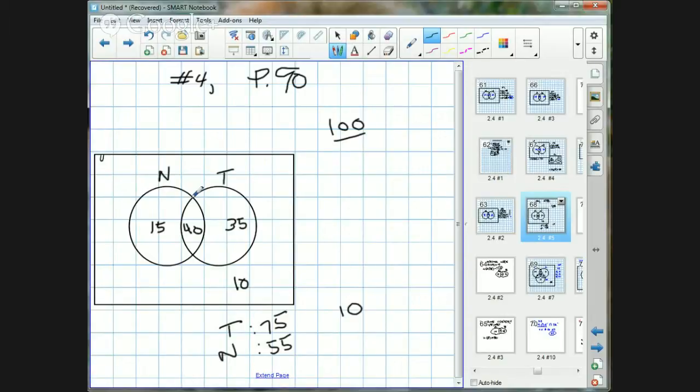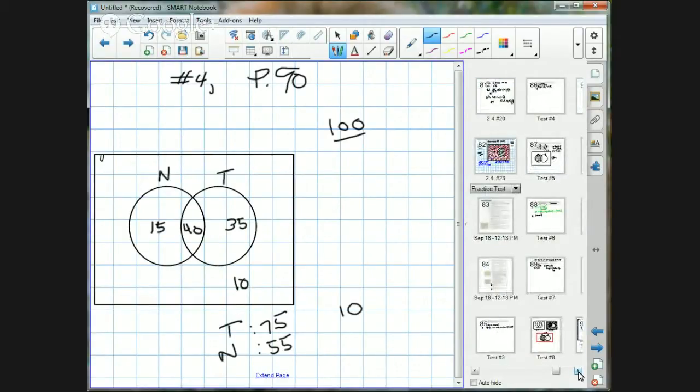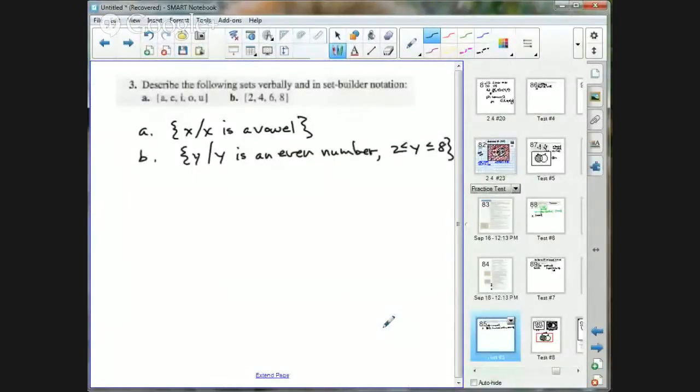Item number 3, the AEIOU, to describe that, those are just vowels, and that's number 3A. I'll go to that right now. Just give me a sec. Number 3A. So here's how I wrote it: all X such that X is a vowel. That's just A, E, I, O, and U. Right, those are vowels. And then B, okay. Those are numbers that increase by 2 starting with 2.